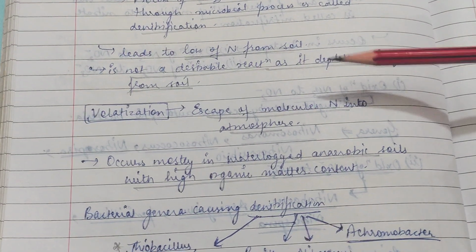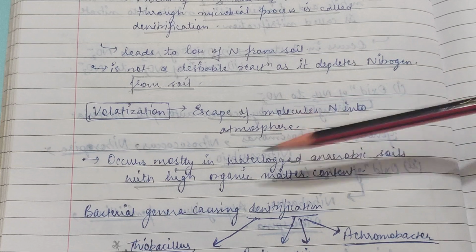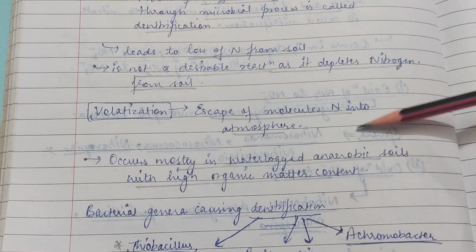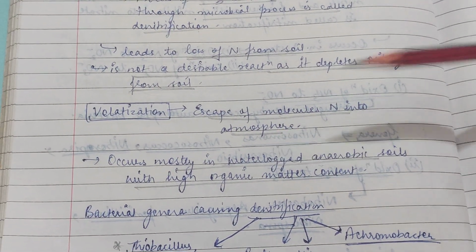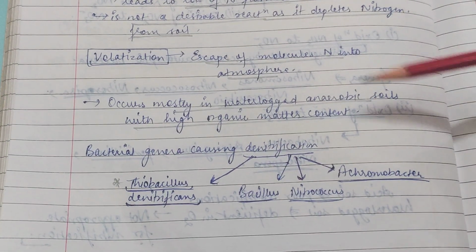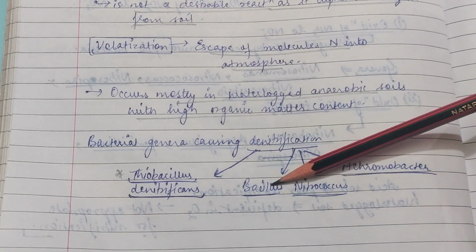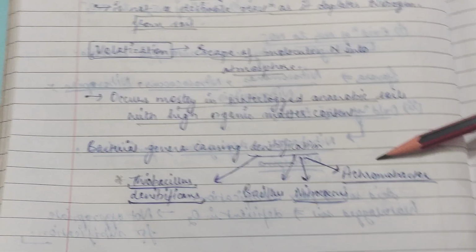Volatilization is basically the escape of molecular nitrogen into the atmosphere. This occurs mostly in waterlogged anaerobic soil, where there is lack of oxygen with high organic matter content. The bacterial genera causing denitrification include Thiobacillus denitrificans, Bacillus, Nitrococcus, and Achromobacter.